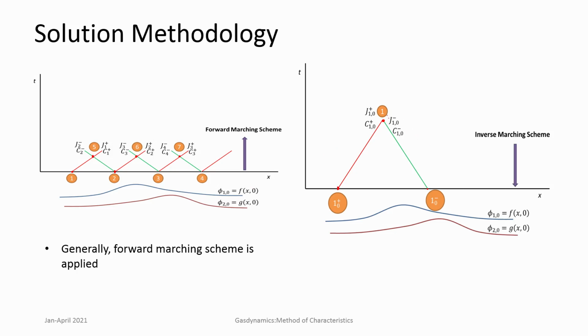It is difficult to do inverse marching if the characteristics keep changing in both x and t, which is the general case. If it is constant, then yes, it is very easy to do, but it is not always the case. So, generally a forward marching scheme is applied, where from the initial values you progress up.